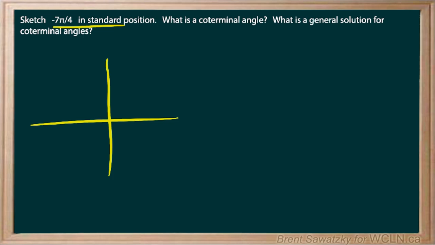We're talking in radians, so 0 and pi over 2, and 2 pi over 2, or just pi, and 3 pi over 2, and 4 pi over 2 is the same as 2 pi, and there we go.